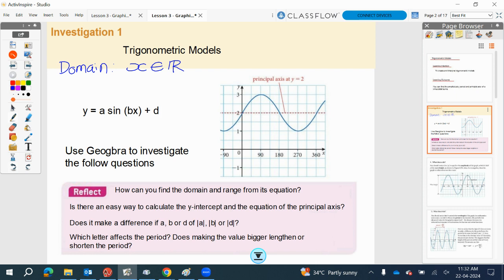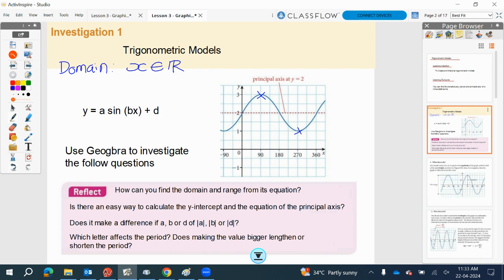Okay, let's have a look at our answers. How can we find the range? Alex. You take it from A and D. Okay, how do you take it from A and D? So it's from D minus A to D plus A. So we need to find the maximum and minimum. If you can find the maximum, that's the maximum part of the range. Find the minimum, that's the minimum part of the range.